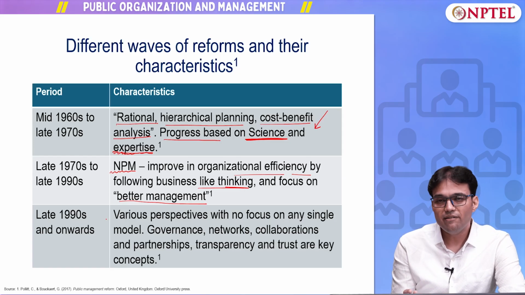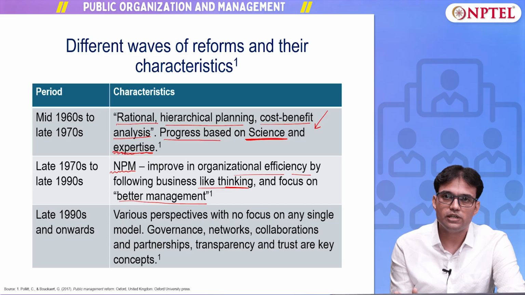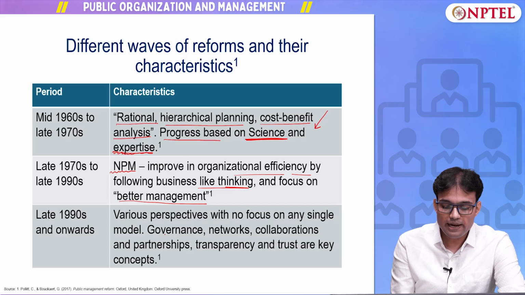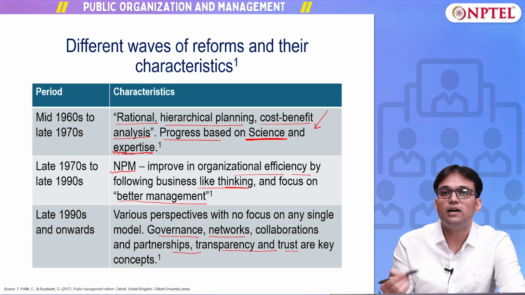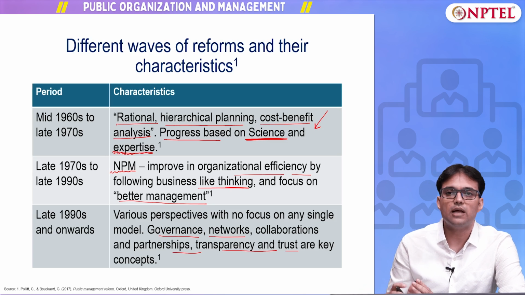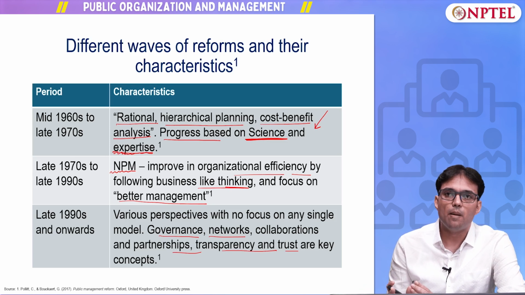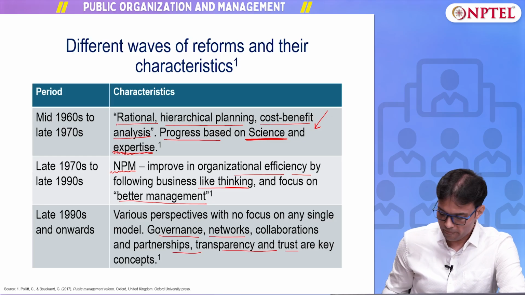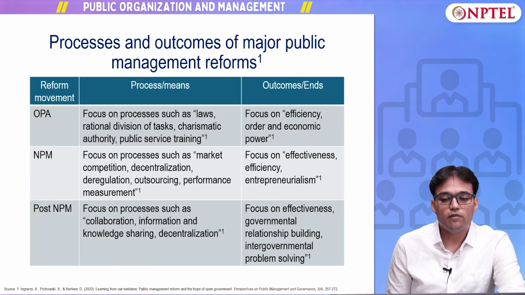Now, here we don't have any single best model of administrative reform. Concepts like governance, networks, collaborations, partnerships, and transparency are the important terms being used nowadays. So we don't have a single reform which we are talking about. We are largely talking about multiple things: collaborative governance, networks, partnerships, innovation through open source, through partnership, and so forth, right?